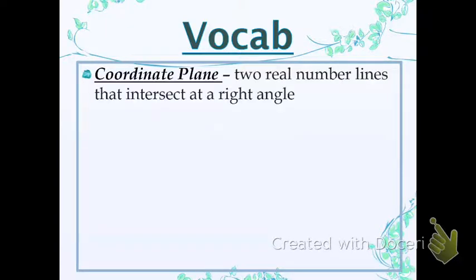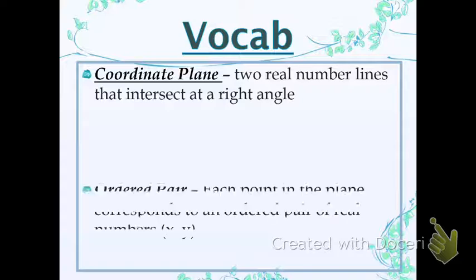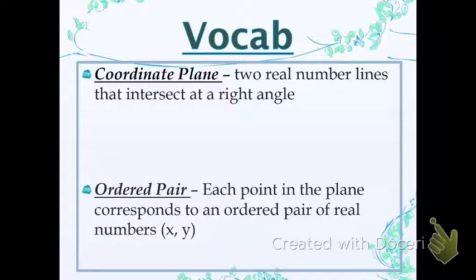In our next unit, we're going to be studying the coordinate plane. The coordinate plane is a plane formed by two real number lines that intersect at a right angle, and you'll see a picture of it in just a moment. And then within the coordinate plane, we plot ordered pairs, sometimes called coordinate pairs, to mark a location.